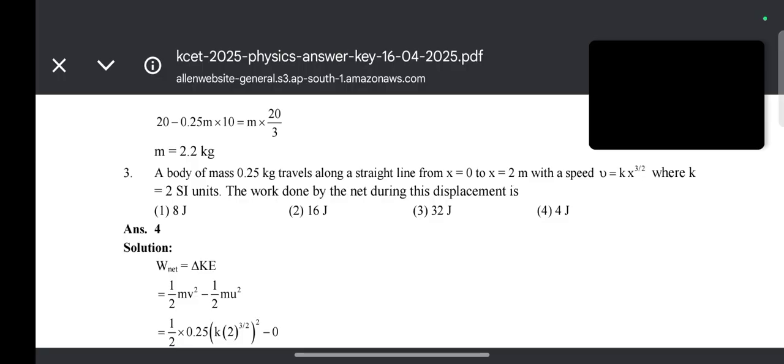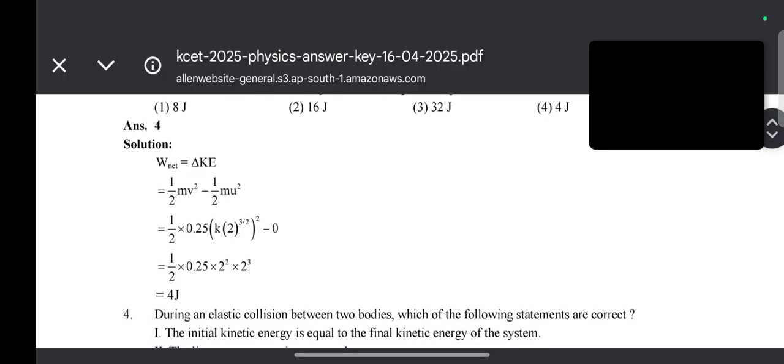The formula is W net is equal to change in KE. Therefore 1 by 2 m v square minus 1 by 2 m u square, so 1 by 2 into 0.25 into k x to the power 3 by 2 whole squared, minus 0. So it is equal to 1 by 2 into 0.25 into 2 square into 2 cube. Therefore it is 4 joule, and the correct answer is option D, 4 joule.